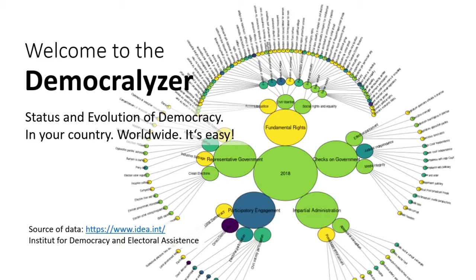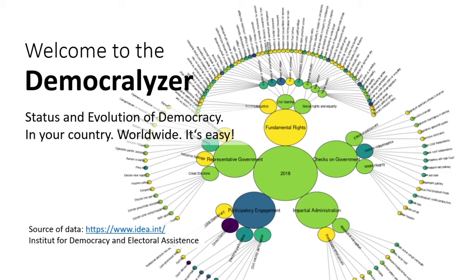I'd like to introduce you to the DEMOCRALYZER. It is still a prototype. The goal is to give you a fast and easy to use overview of status and evolution of democracy in your country and worldwide. For example, you can compare the fulfillment of fundamental rights.